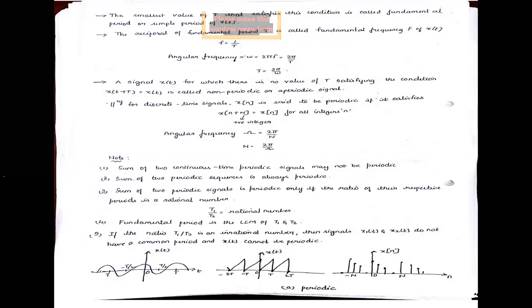And for two periodic signals, the common period is found by taking the ratio of the two periods, and it exists only if the ratio is a rational number. If it is not a rational number, there is no common period for the two signals. Remember this one. There are three characteristics I drew there.